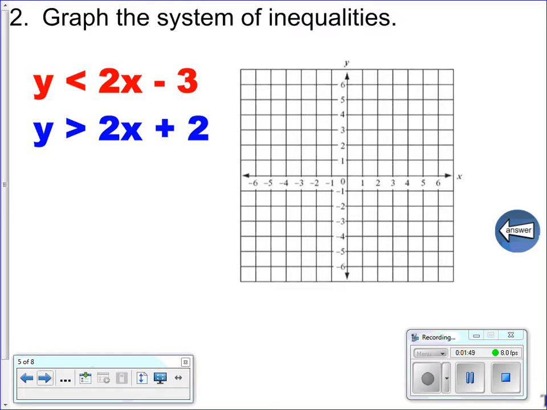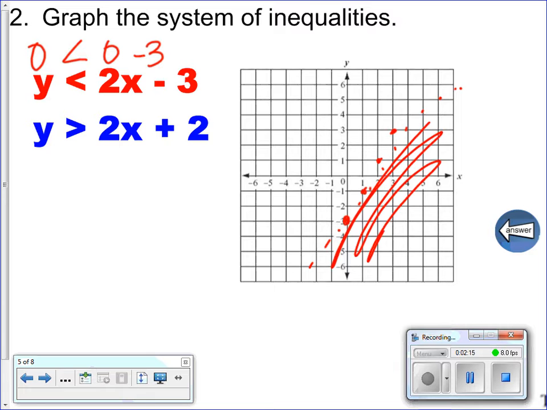All right, graph the system of inequalities. In this first one, we're going to begin at -3, and then we go up 2, right 1, up 2, right 1, up 2, right 1. Our line is dashed, and for our shading, is 0 less than 0 minus 3? So 0 is less than -3. No, 0 is not less than -3. So our shading is over here.